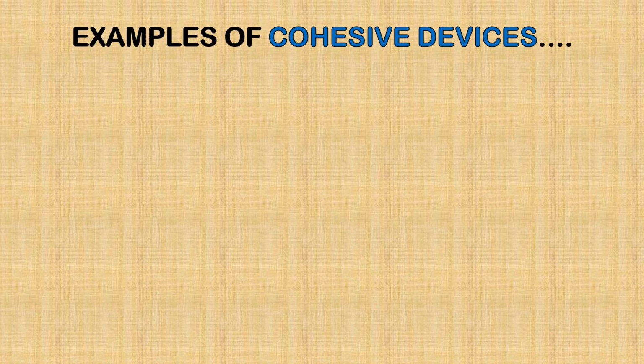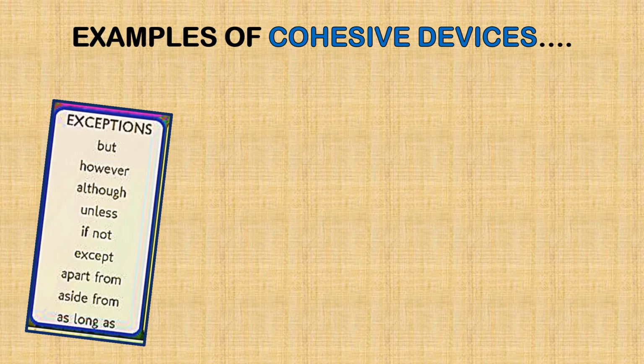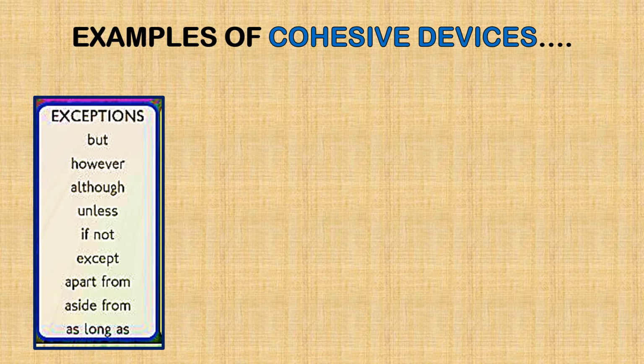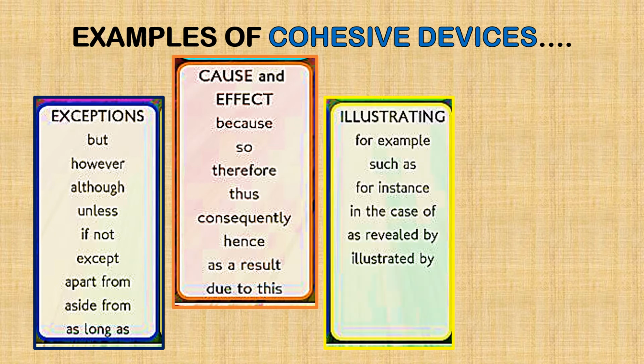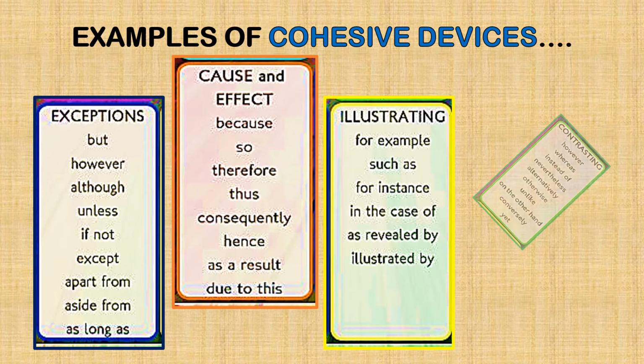Let's look at exceptions. These are the words that you can use. But, however, although, unless, if not, except, apart from, aside from, as long as. For cause and effect, of course you can use because, so, therefore, thus, consequently, hence, as a result, due to this. For illustrating you can use for example, such as, for instance, in the case of, as revealed by, illustrated by. Last but not least, contrasting.